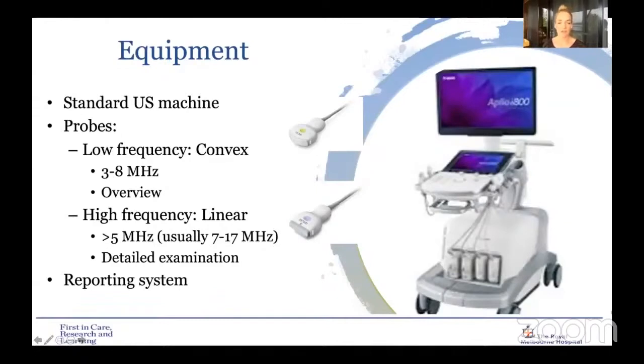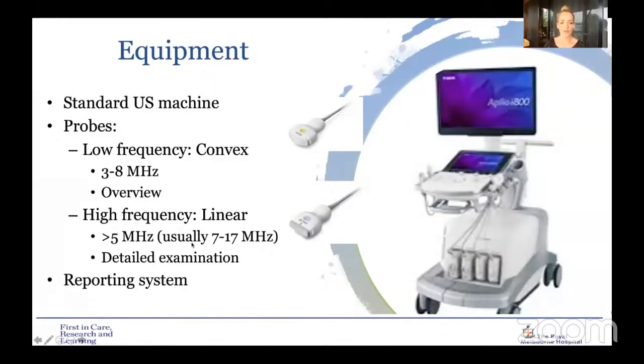The important thing that you do need is two different types of probes. The first one is a convex low frequency probe in a 3 to 8 megahertz range. That's a really good probe to give you an overview, identify any complications of the disease, and look for the sort of gross anatomy of what's going on.